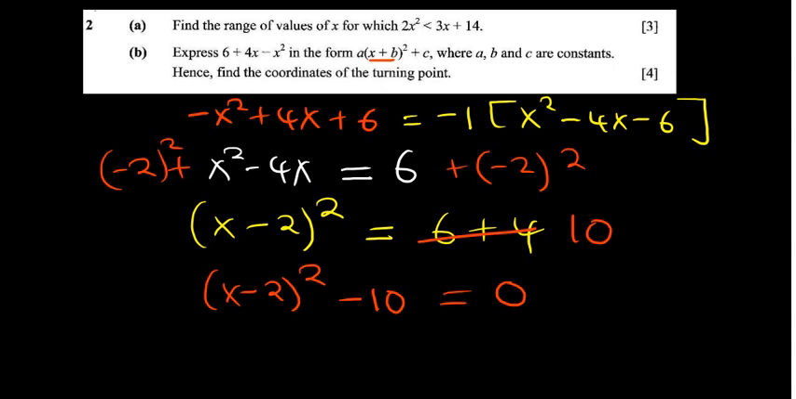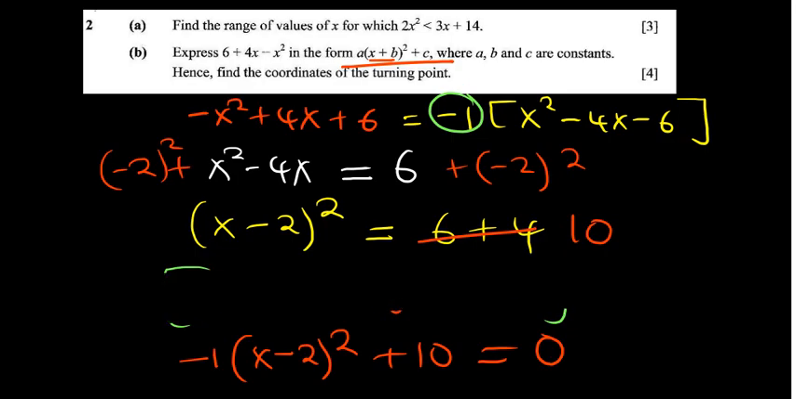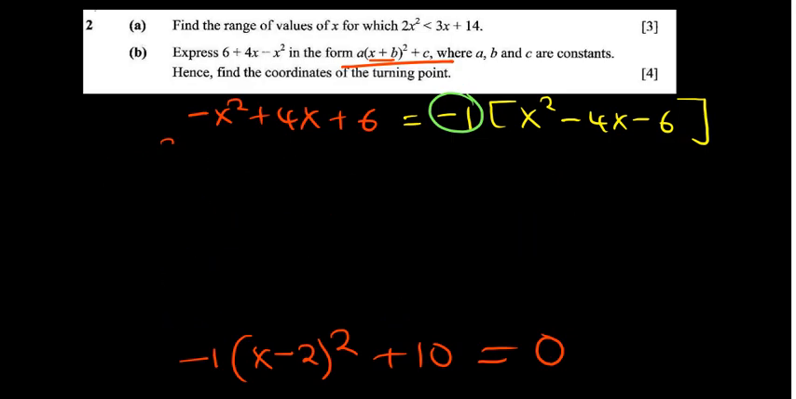Let's not forget we had a negative 1 outside, so we can just bring it back. Now I want it to be in the form with x squared, so the coefficient needs to be only where there is a square. So we distribute the negative 1, and we have negative 1 times x minus 2 squared, and then that negative multiplied by the negative 10 becomes positive 10 equal to 0. So it's now in that form. At this point, for the coordinates of the turning point, equate whatever is in the brackets to 0. So x becomes 2, y is 10. So therefore it's 2 comma 10.